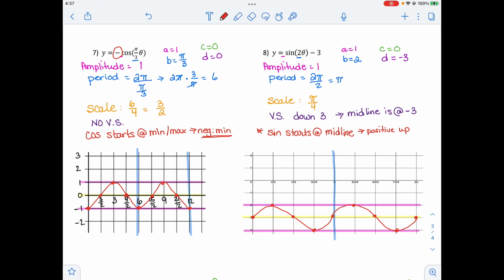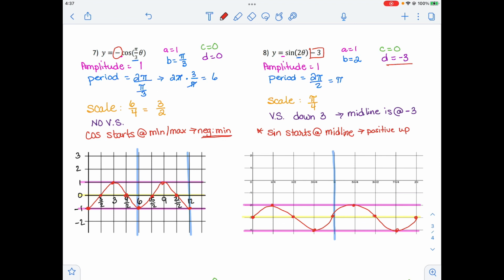For number 8, we did have a vertical shift. Our vertical shift out here was our -3, so our D was a -3. When that happens, we actually move our midline down 3. Without one, we're at the x-axis, so if we have to go down 3, our midline is now at -3. That doesn't change where our amplitude is going to go. It doesn't stay; it travels with the midline. So again, it's 1 away from where our midline now is at -3. So we have -2 and -4.